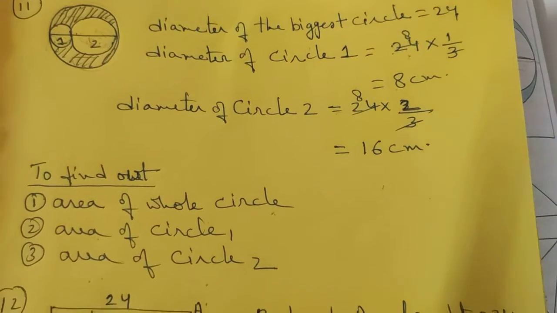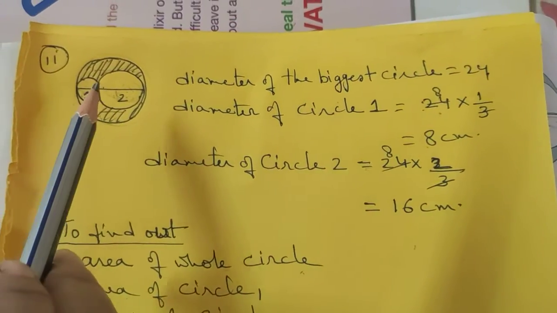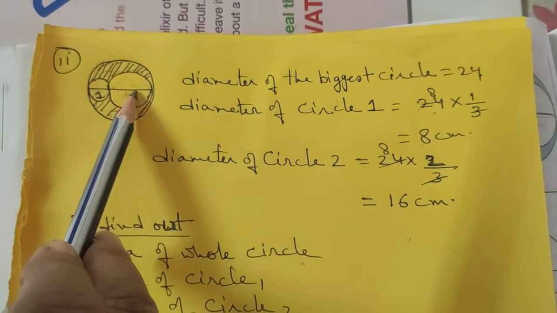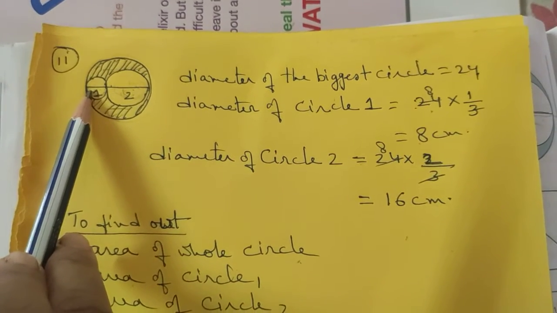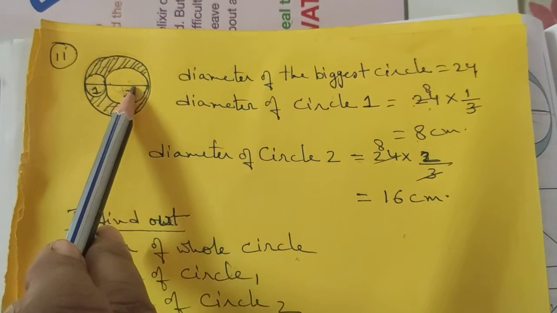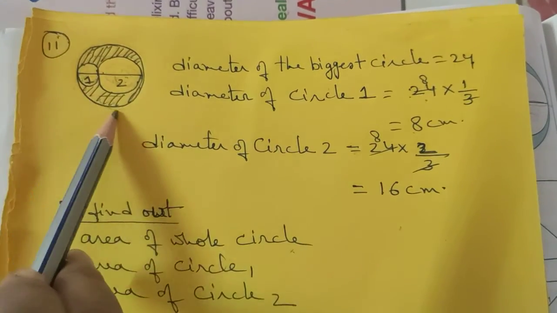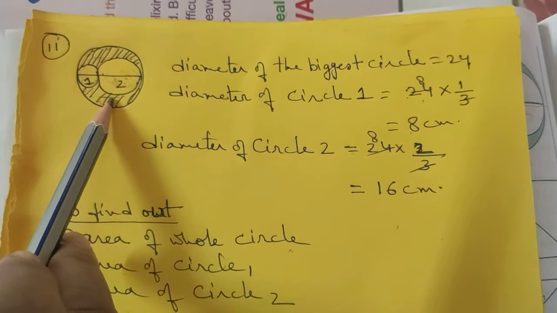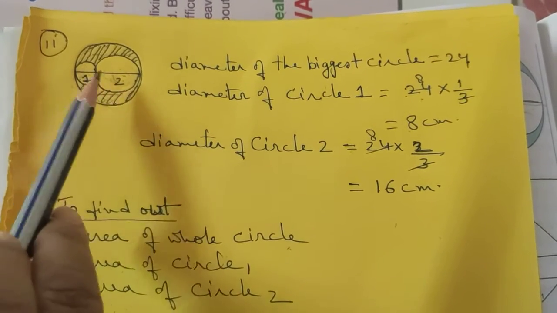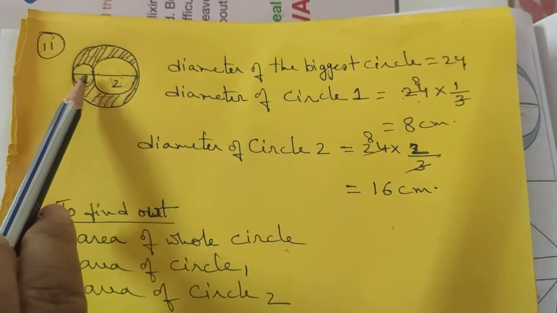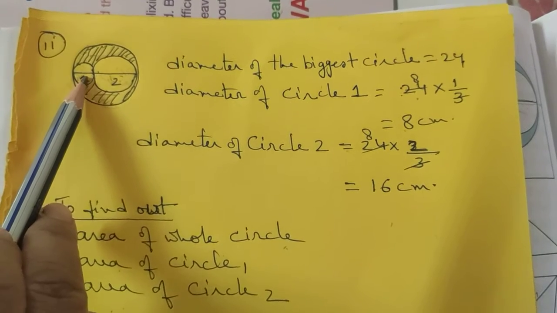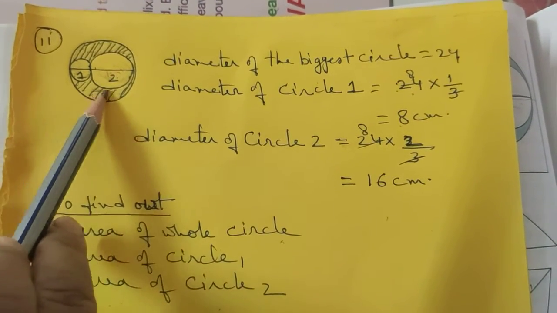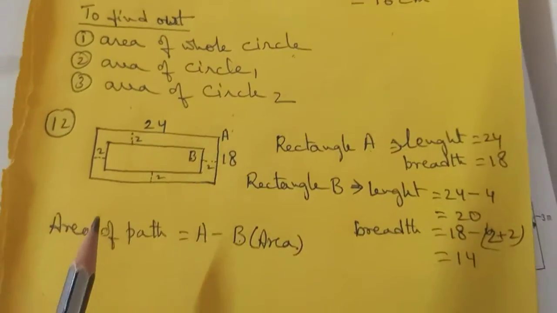Clear? Again I am telling, first you have to find the diameter of circle 1 and circle 2. Then you have to find the area of circle 1 and circle 2. Then at the end you have to find the area of the whole circle. Subtract the sum of the areas of circle 1 and circle 2 from the area of the whole circle, and you will get the area of the shaded portion.